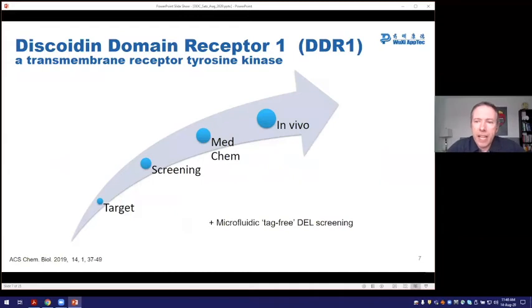All right, so I'm going to give you a case example which shows you sort of how a project team might use DEL in order to find a hit. The example here is a published one. I give the citation here. And this was against a transmembrane receptor kinase called DDR1. So first I'll talk a little bit about what the target was and why we chose it, how the screening went, the med-chem follow-up work, and finally the in vivo result.